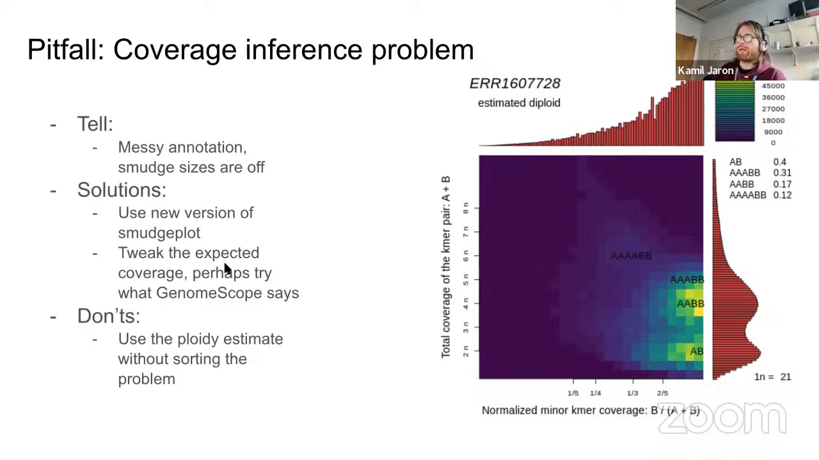But you can also tweak the expected coverages. And again, you need to make it consistent with GenomeScope. So don't just read diploids without critically looking at the data. That's actually the number one issue people are having with Smudgeplot, that they overly focus on this part of the plot and not enough on this part of the plot.